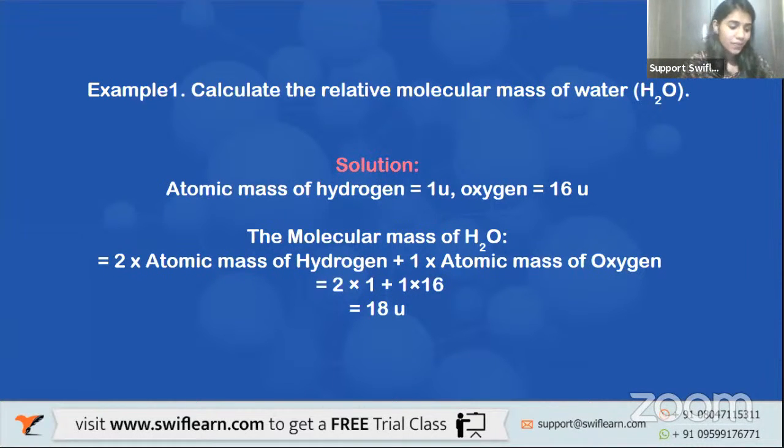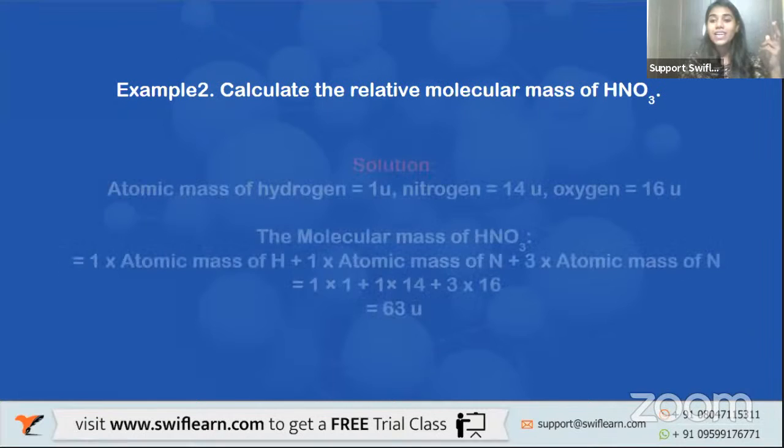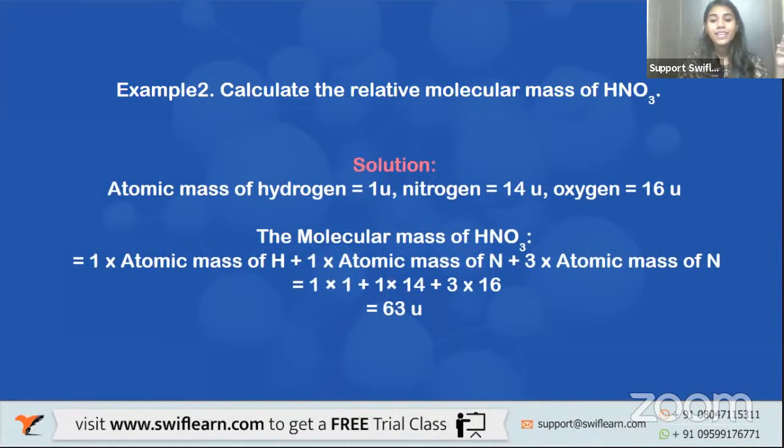Is that clear? Moving ahead, let us try to do one more question. Calculate the relative molecular mass of HNO3. Now, what is our first step? To count the number of atoms. How many atoms are there? Hydrogen is there, nitrogen is there, and 3 oxygen atoms are there. Now, what is the mass of hydrogen? One hydrogen atom is 1u. Nitrogen is 14u. Oxygen is 16u. Now, just add up all of them.